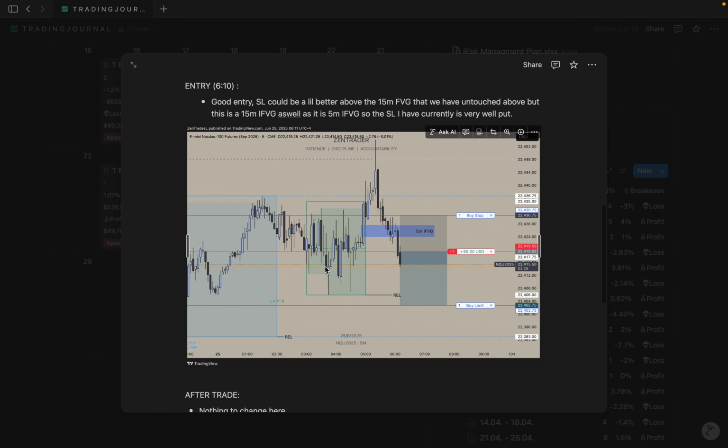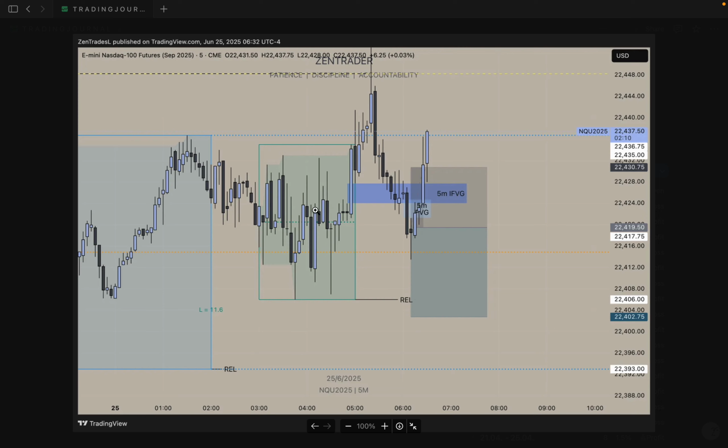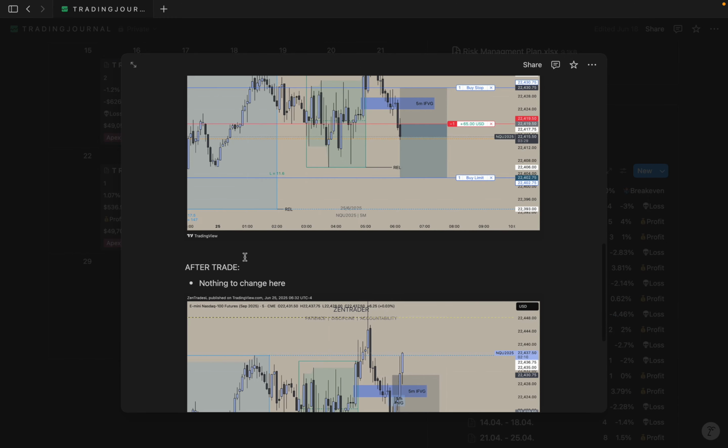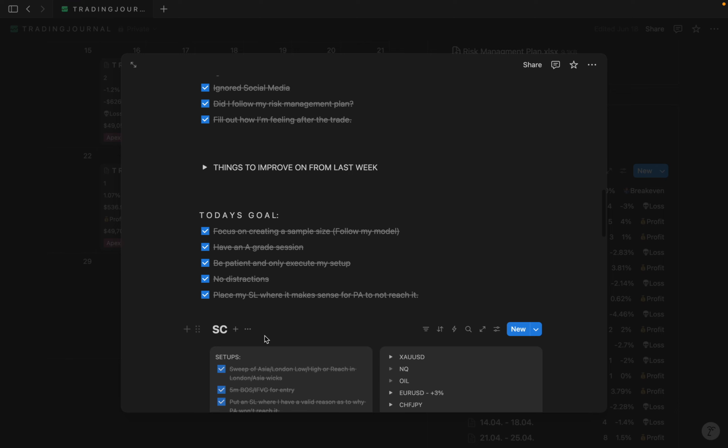Then this one we had only one as well, and we had a sweep of the London high and also the failure swing with the previous day's high, and then we inversed this gap right here and gave a break of structure right here. So that's my entry, clean. We had the target relatively close right here, and it lost. I wouldn't change anything about it. And then I believe this one as well.